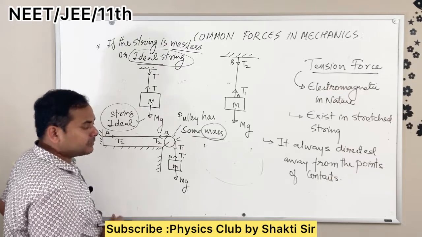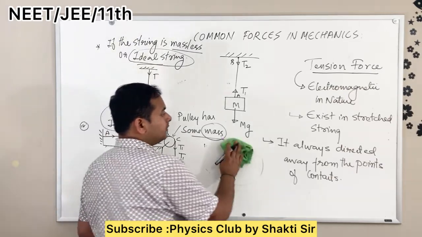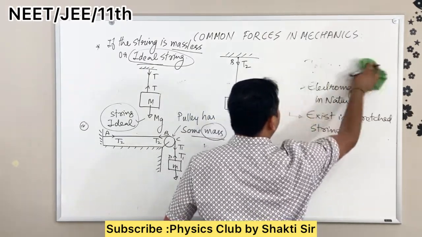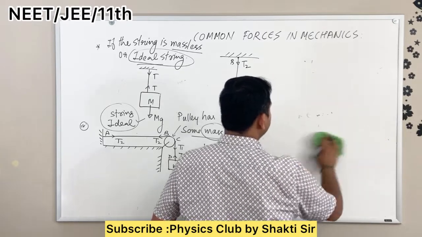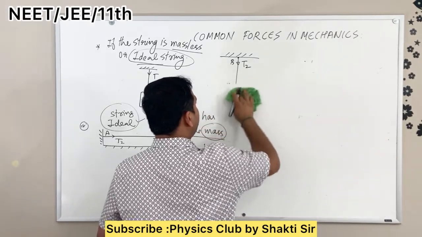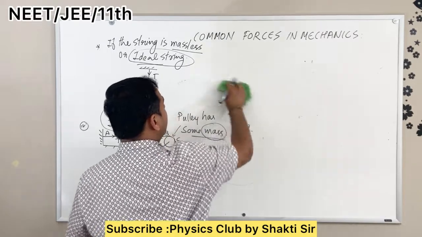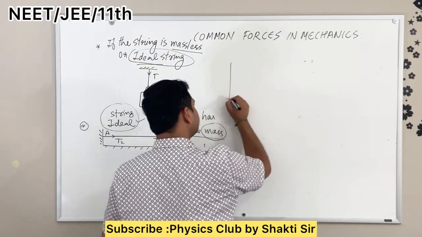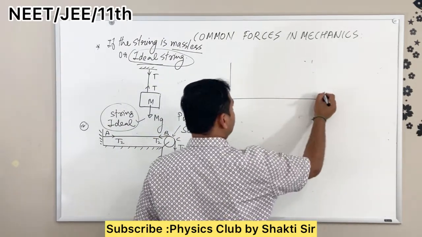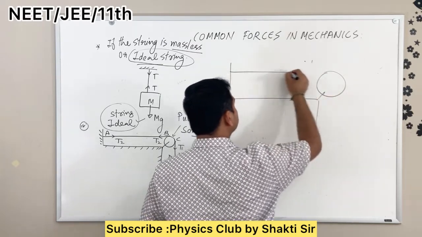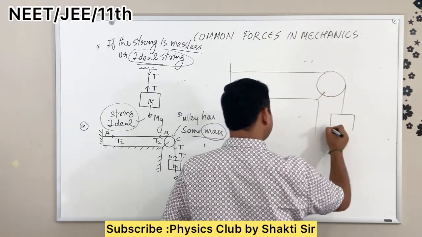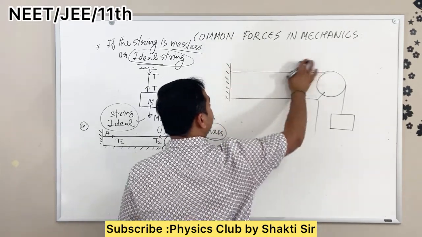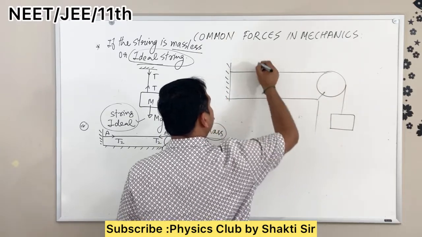Okay. Third situation, when the string has some mass, then what will happen? If the string has some mass, then everywhere the magnitude of the tension is different. So I'm drawing this diagram again. Here is a pulley, and this is the situation. Non-ideal string and non-ideal pulley, or the string has mass, the pulley has mass.